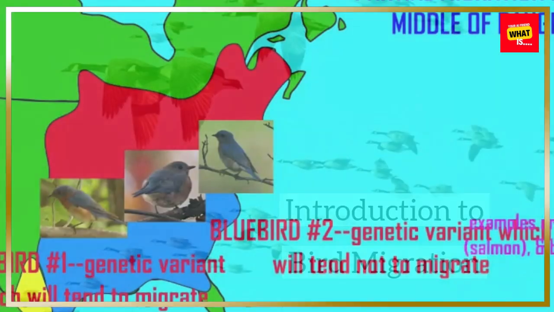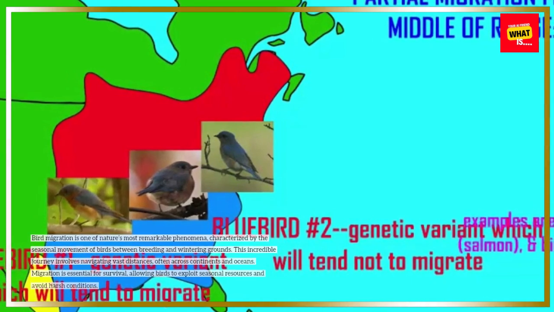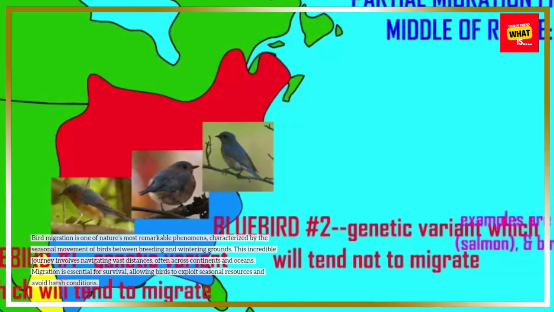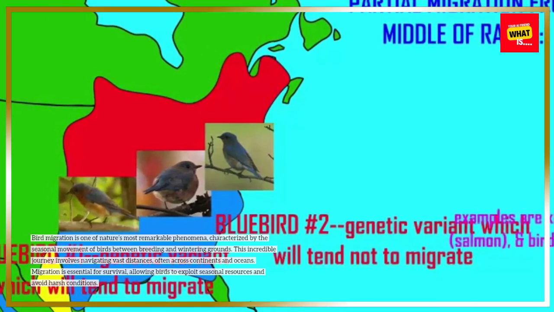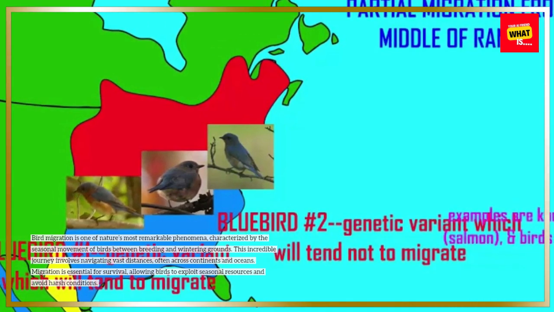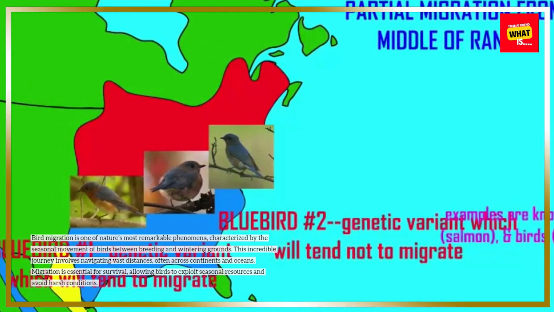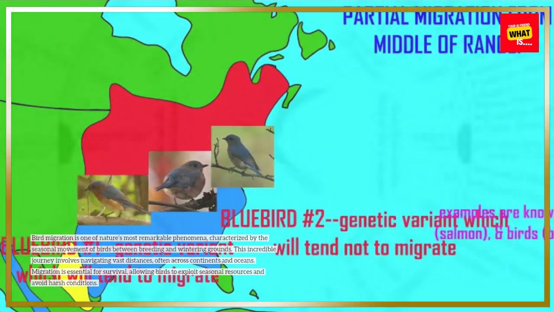Introduction to bird migration. Bird migration is one of nature's most remarkable phenomena, characterized by the seasonal movement of birds between breeding and wintering grounds. This incredible journey involves navigating vast distances, often across continents and oceans. Migration is essential for survival, allowing birds to exploit seasonal resources and avoid harsh conditions.